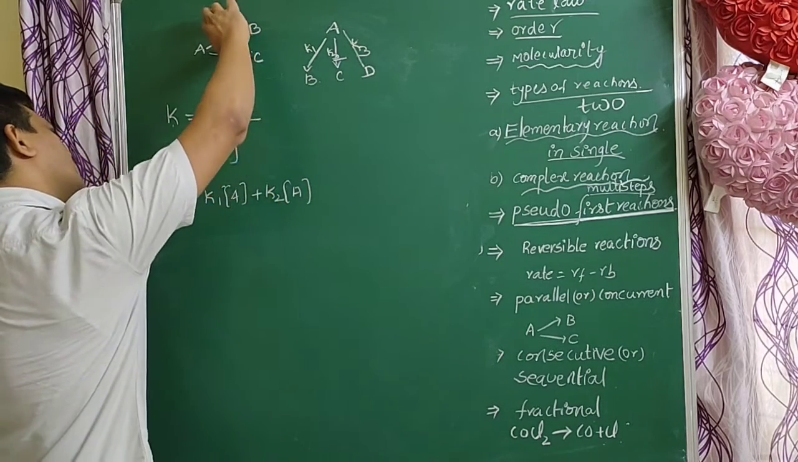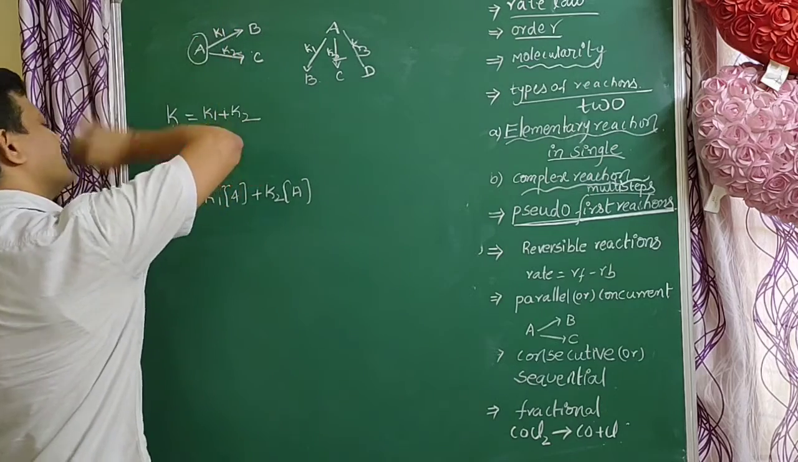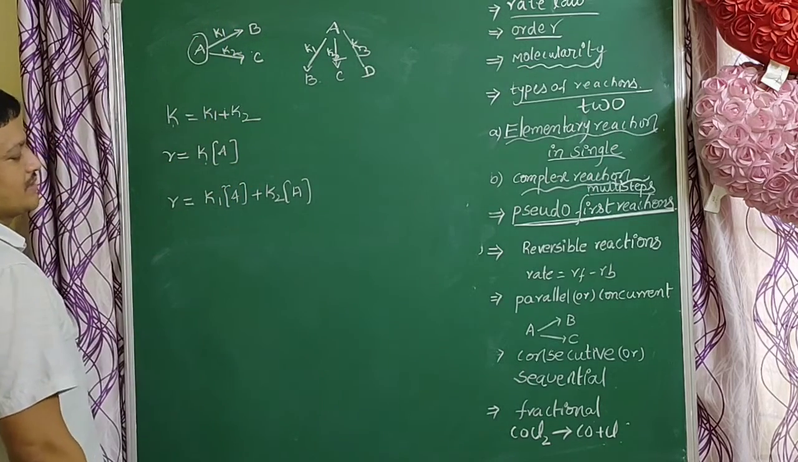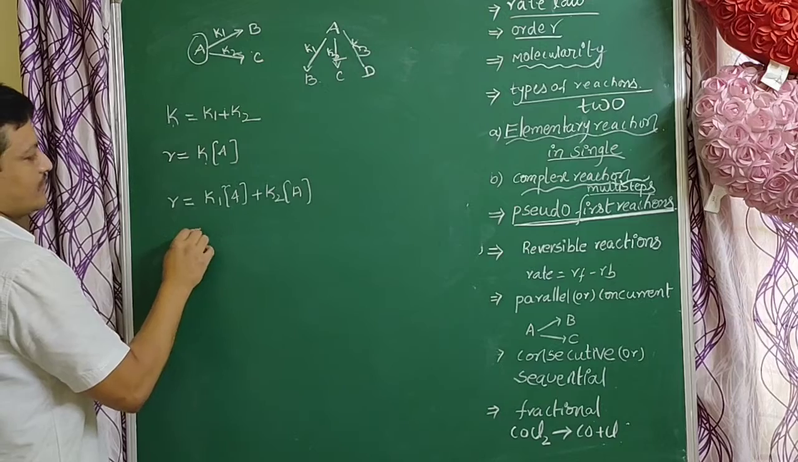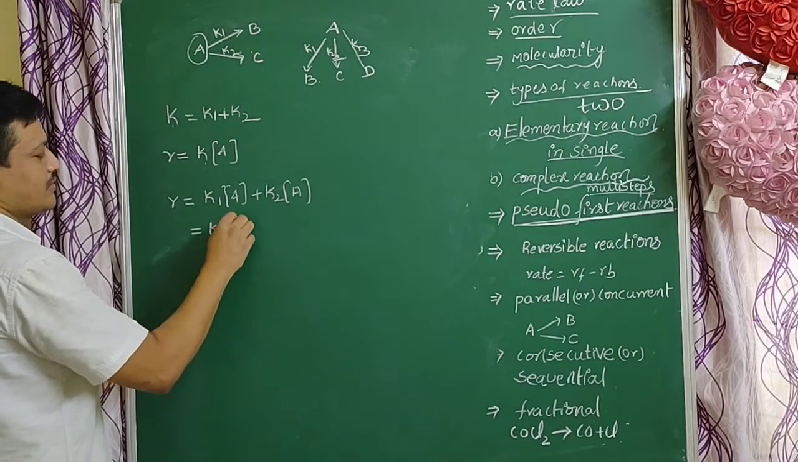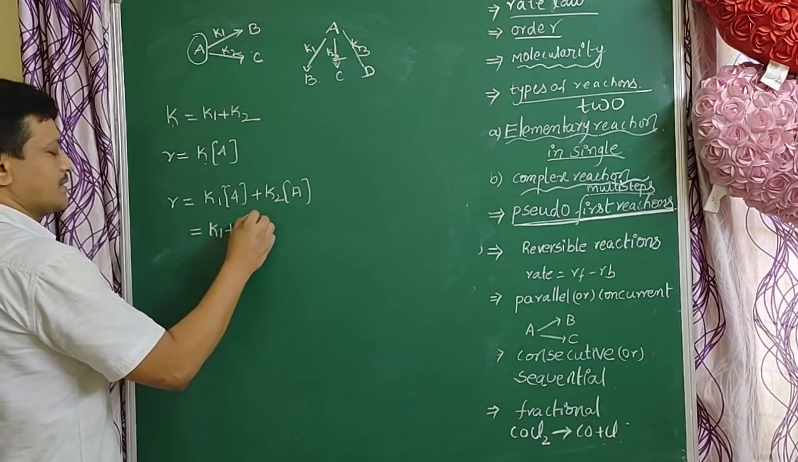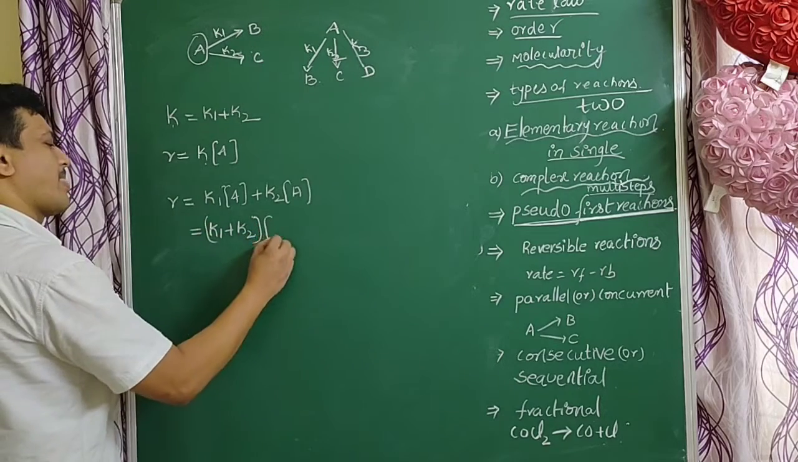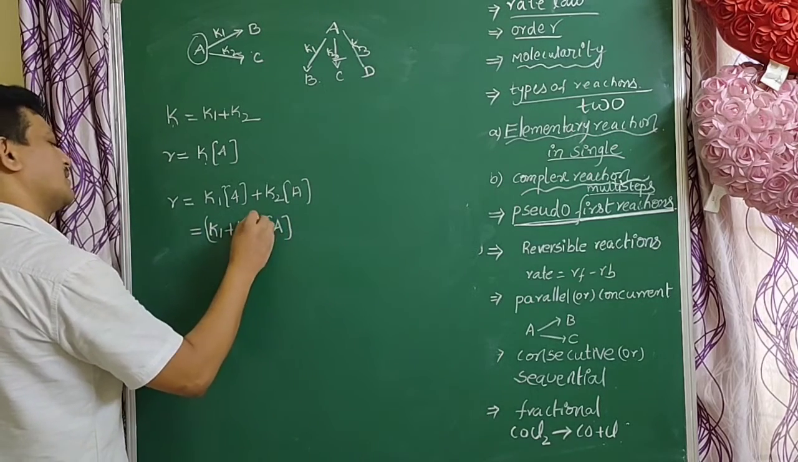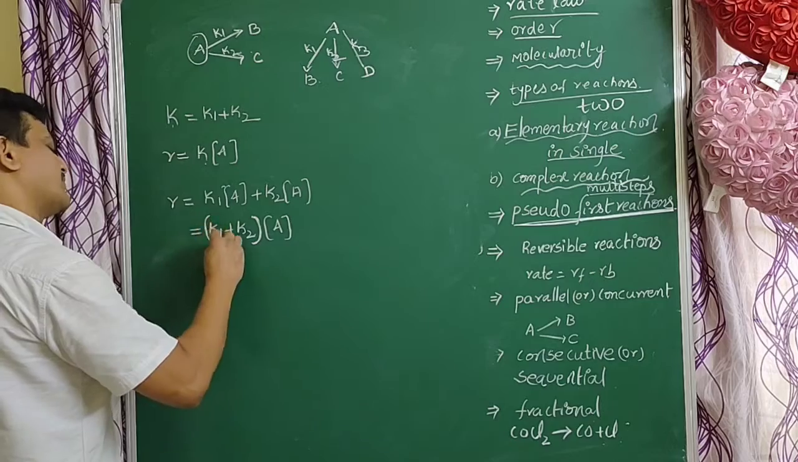In both cases the reactant is A. So here A is common, that's why rate equals K1 plus K2 into concentration of A. That is very important.